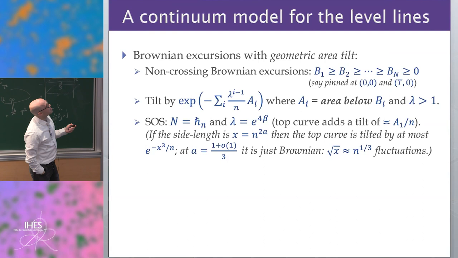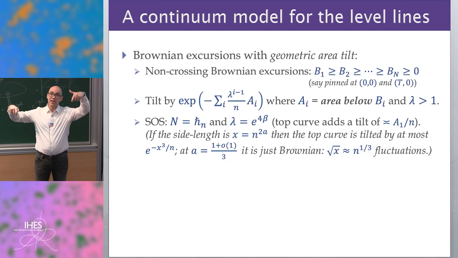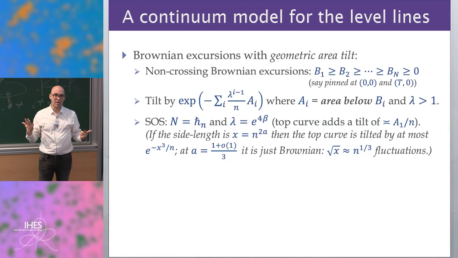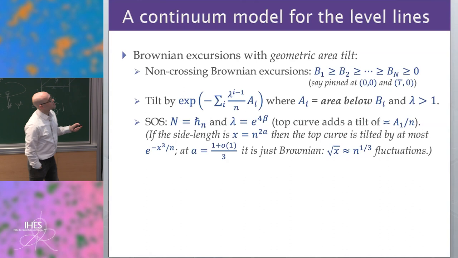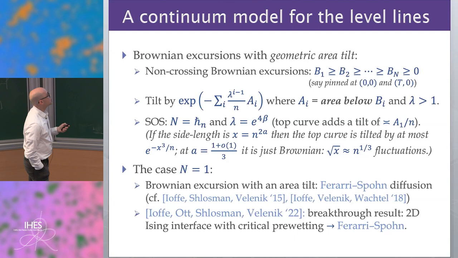Okay, so if you do this calculation, this is a quick back of the envelope calculation that says, look, if you have an n to the 2 thirds by n to the 1 third rectangle, then a 1 over n area term times the entire area, which is n, that's nothing. So that's exactly where it begins being nothing. So this should give you cube root fluctuations. And in the case n equals 1, just one curve, but with an area term, this converges to Ferrari-Spohn.